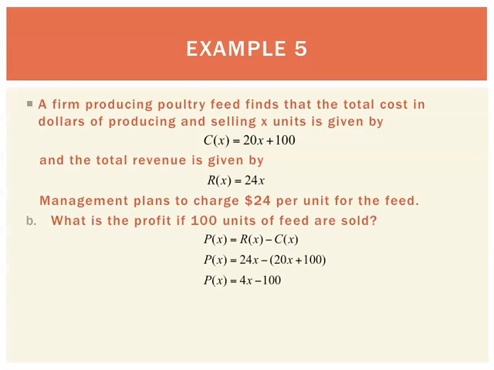Now it's asking what is the profit if 100 units of feed are sold? So we end up with 4 times 100 minus 100, which is equal to 300. So the answer here is $300.